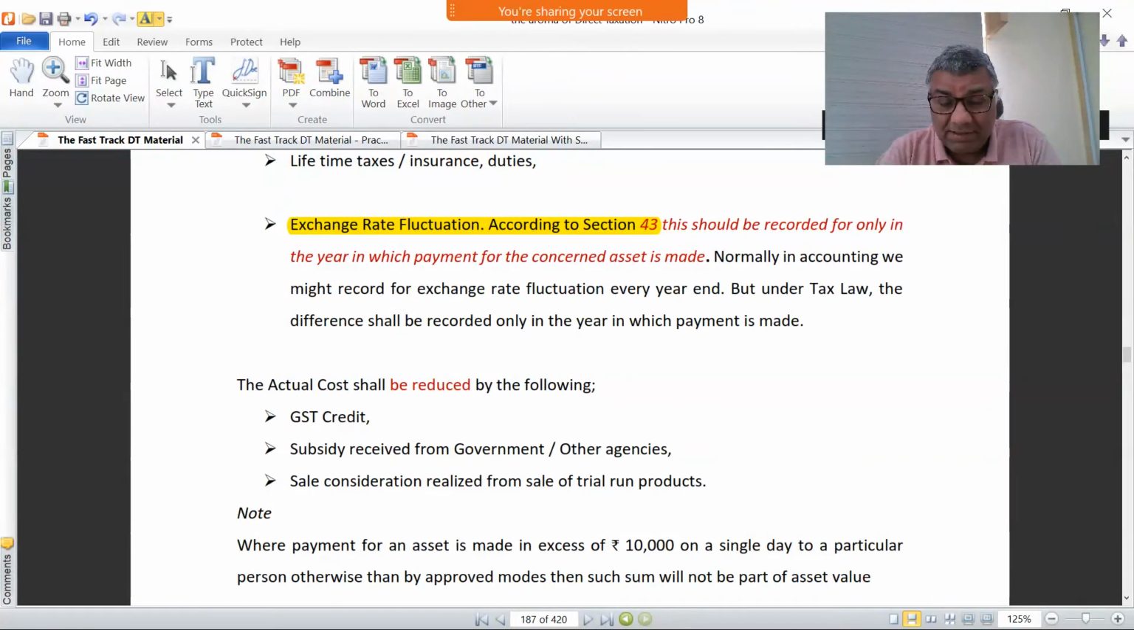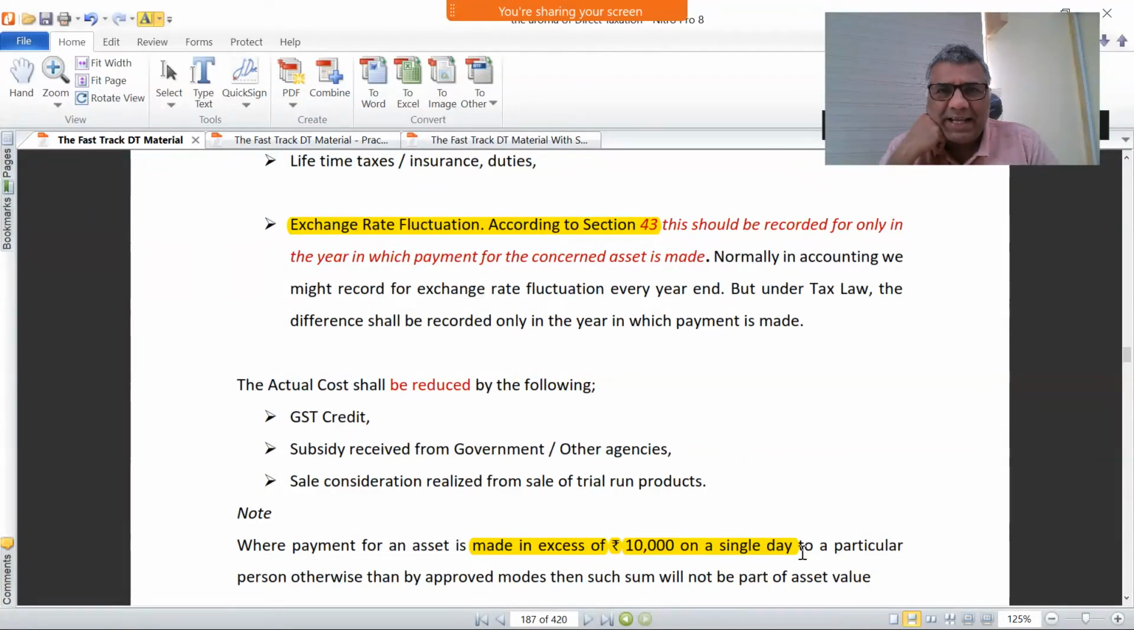Having said this, on a single day, once more, on a single day, if payment is made in excess of 10,000 through unapproved modes, then it will not form part of asset value. I purchased an asset for 80,000 paying cash. I can never record it as addition.